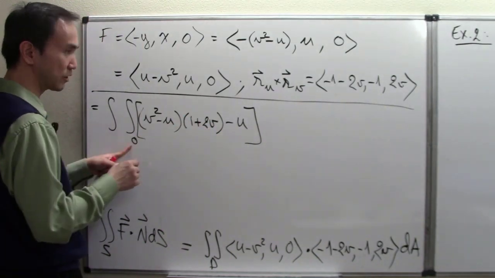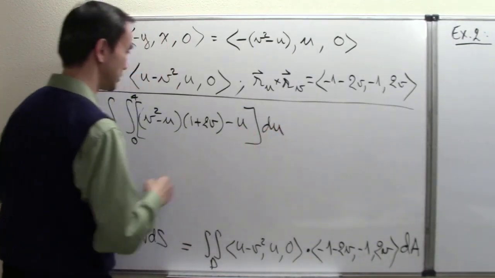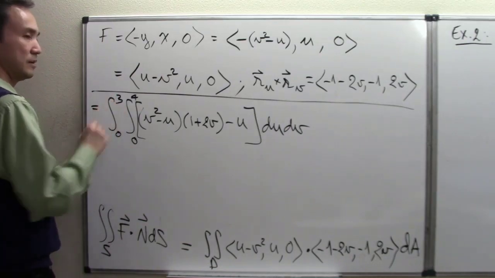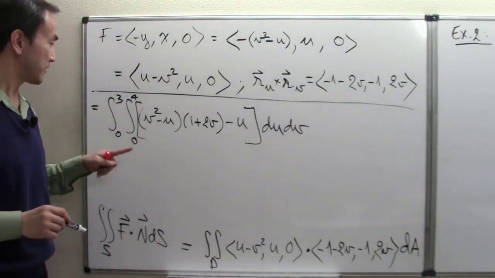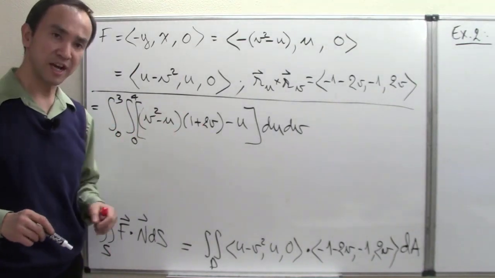So U is going from 0 to 4. Okay, so now my dA is du dV. So V changes from 0 to 3. And that's how I complete my integral setup right there for that. And then with this integral right here, we are ready to obtain a final answer.